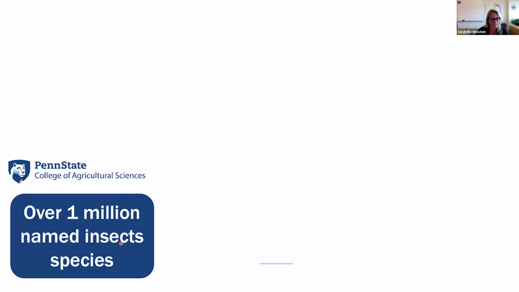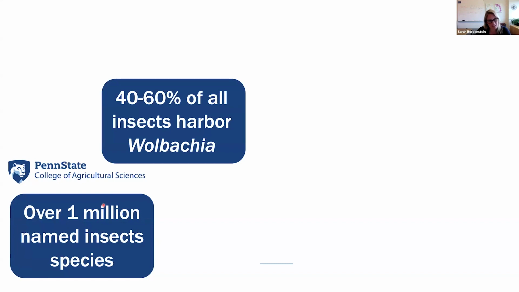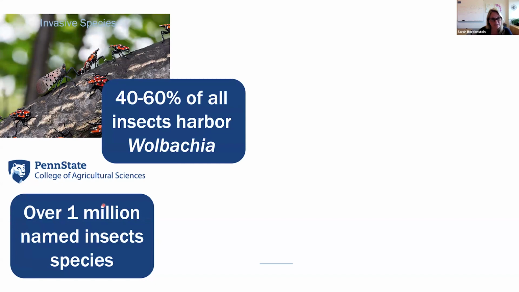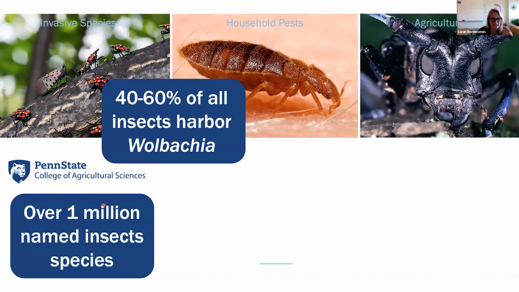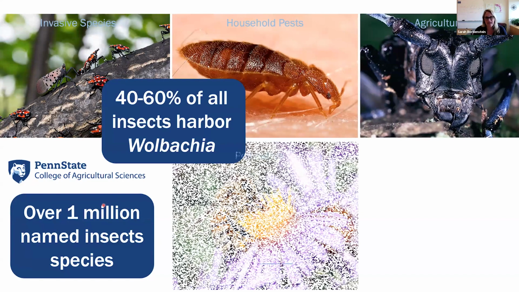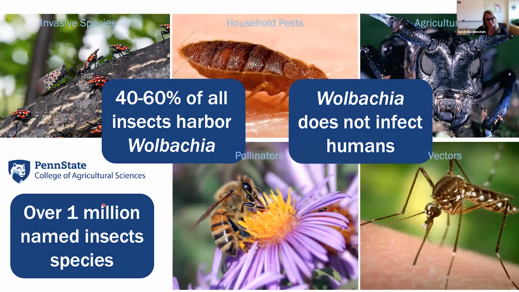Because Wolbachia lives within the cells of insects, and there's over 1 million named insects on the planet, with many more left to be discovered, Wolbachia is in about 40 to 60% of all of these insects. So that really presents just an astounding, overwhelming opportunity for students to contribute real data and ask really meaningful questions about their communities. Students can explore invasive species, household pests like the bedbug, agricultural pests, pollinators, vectors, and more, all within their classroom. And it's important to note that Wolbachia, while it does live within the cells of insects, does not infect humans. So that makes this one particular microbe really safe to study in the K-12 classroom.